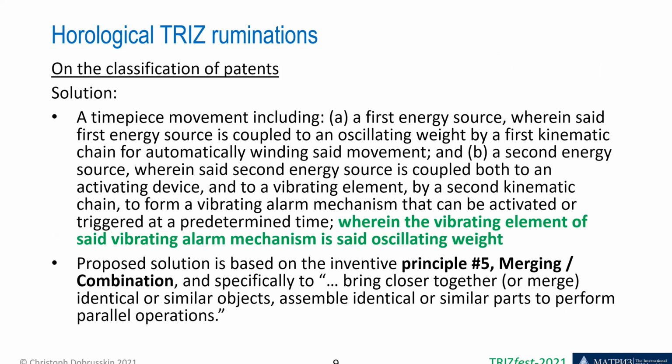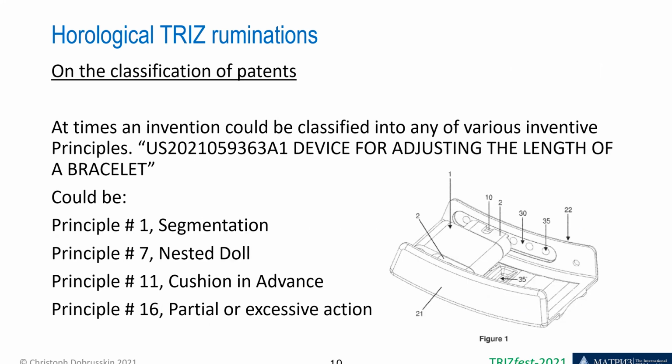Next slide. And then his solution, and we can only look at the green text here, basically says, at the end of his claim, wherein the vibrating element of said vibrating alarm mechanism is said oscillating weight. So that's merging. He integrates the weight into something else. And so I thought something for vibration, but I ended up at a very different place. So next slide, please.